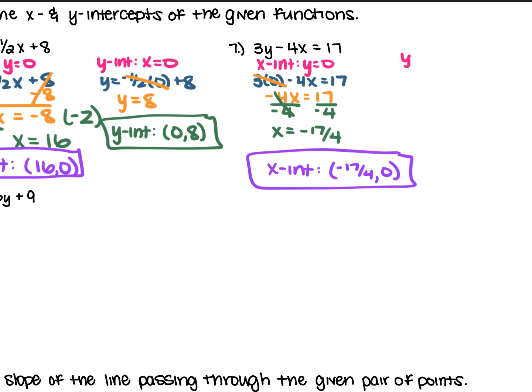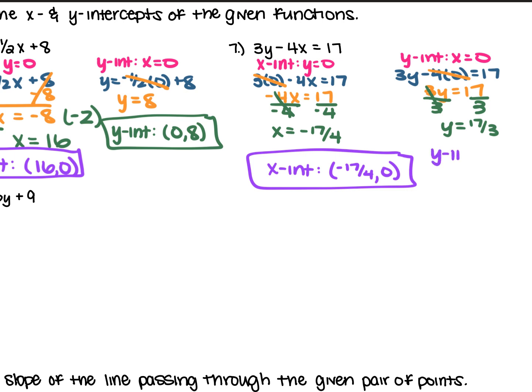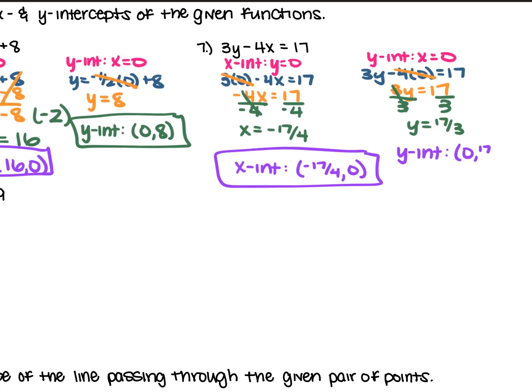For your y-intercept, you're going to plug in 0 for x. So that's going to give you 3y minus 4 times 0 is equal to 17. Your 4 times 0 cancels out, so you have 3y is equal to 17. Divide each side by the 3, and you have that y is equal to 17 over 3. So your y-intercept is the ordered pair 0, 17 over 3.